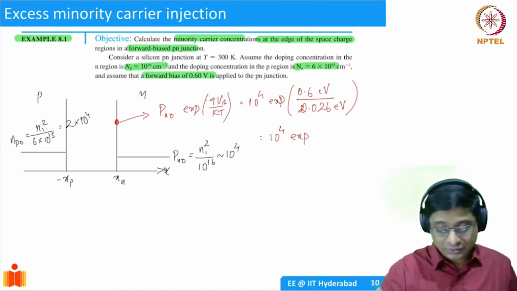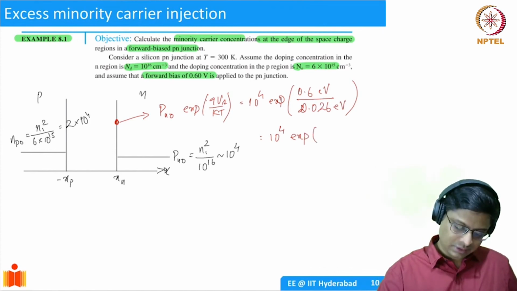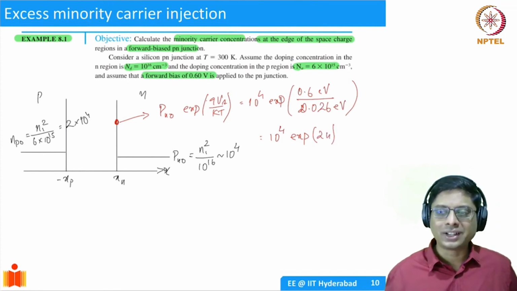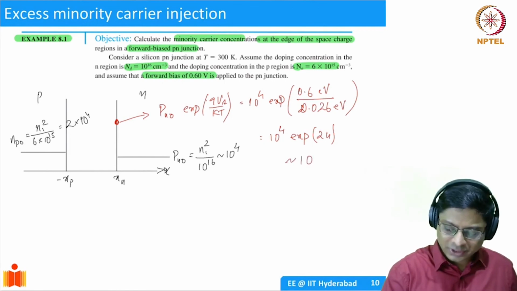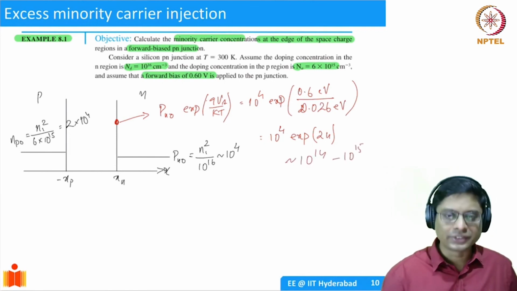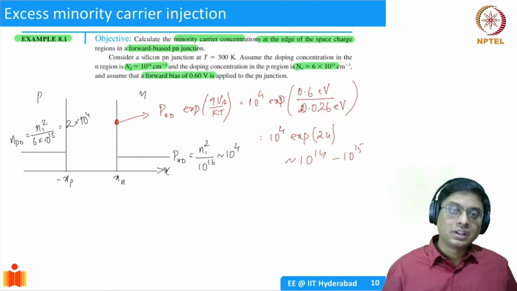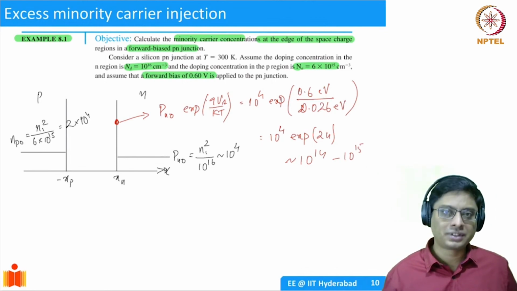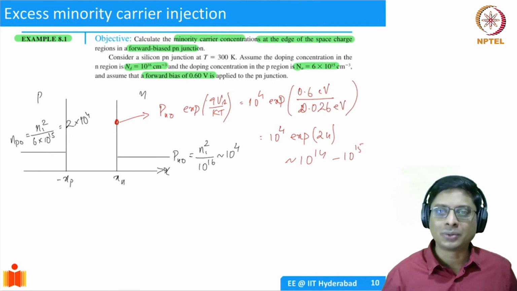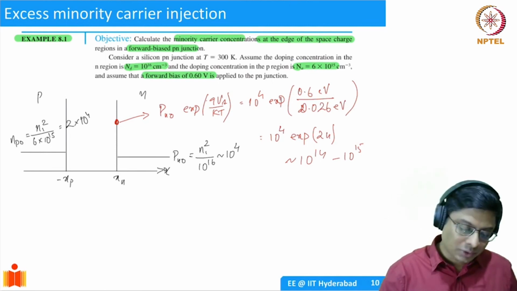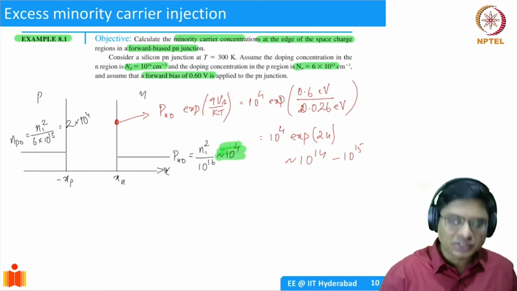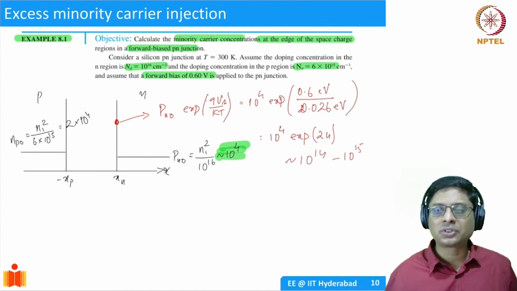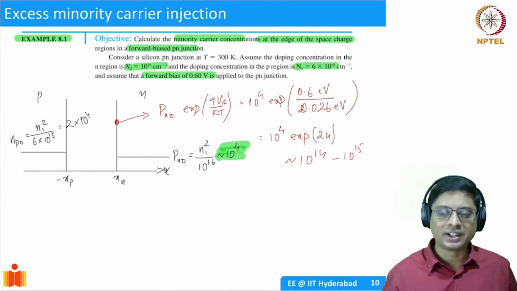So 4 times 6, 24. So exponential 24. Please try it out, okay? So it's going to be a very large number. I think if you compute it, it's going to be something like 10 power 14 or 15, some number like this. Okay. So we are injecting a very high amount of minority carriers. It's not a small amount of carriers. Relative to, of course, the starting doping, the minority carrier density was very small, 10 power 4, and we have essentially introduced almost 10 orders of magnitude higher holes into the N-type semiconductor.